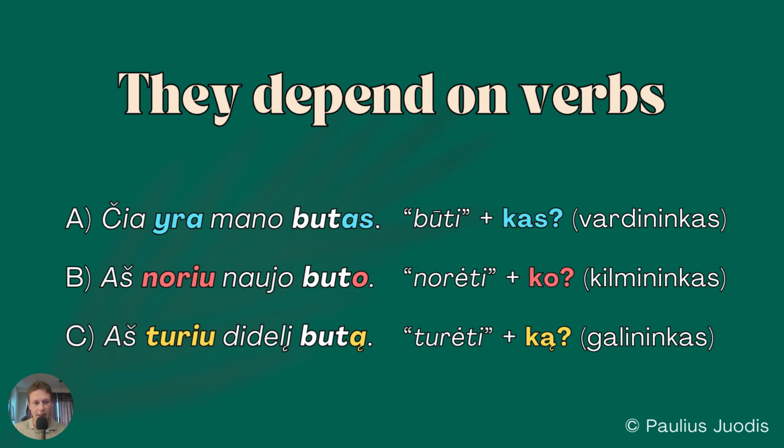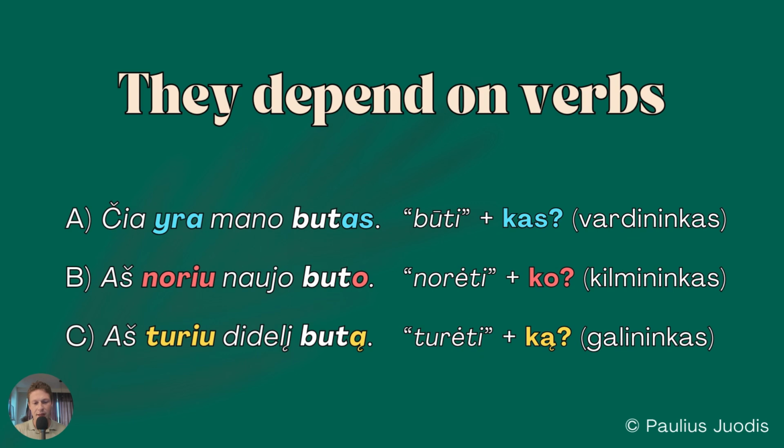And let's see the last one. Aš turiu didelį butą. Turėti ką? Aš turiu ką? Ką tu turi? Aš turiu didelį butą. So turėti, by default, comes with the accusative. Sometimes you might use the genitive together with turėti as well when there's not an exact number. So it's a little bit vague, like aš turiu laiko arba aš turiu pinigų. We're not saying how much time or how much money we have.